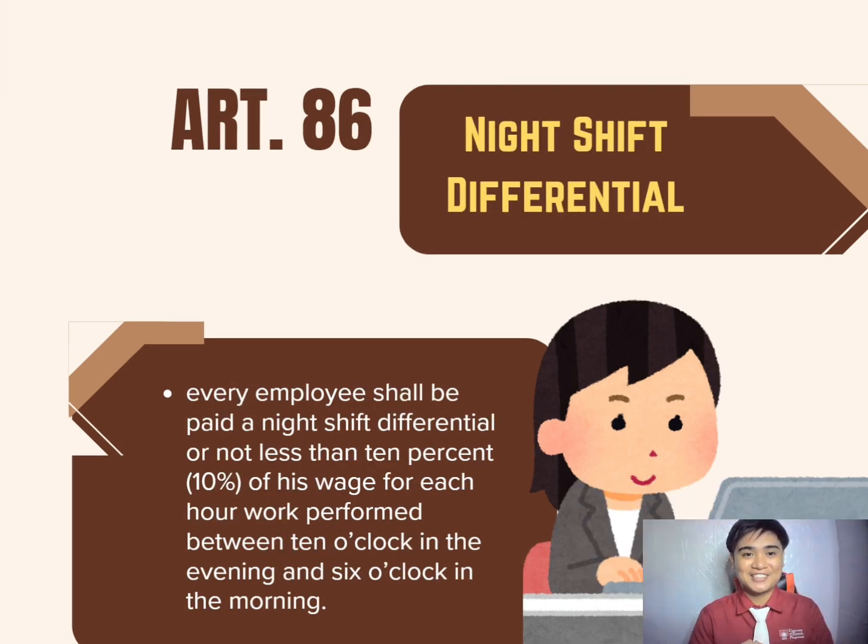Article 86. Night Shift Differential. This policy states that every employee who works during the night between 10 p.m. and 6 a.m. must receive an additional payment. This payment is at least 10% more than their regular wage for every hour worked during this time.